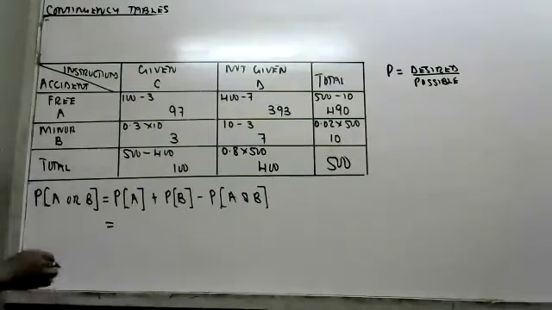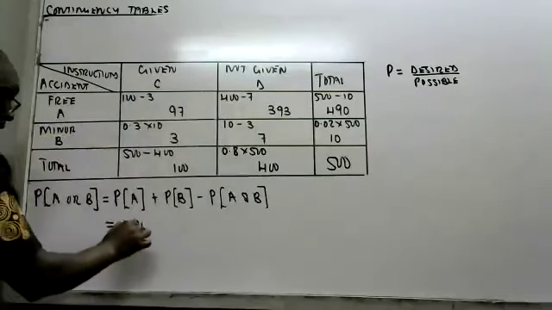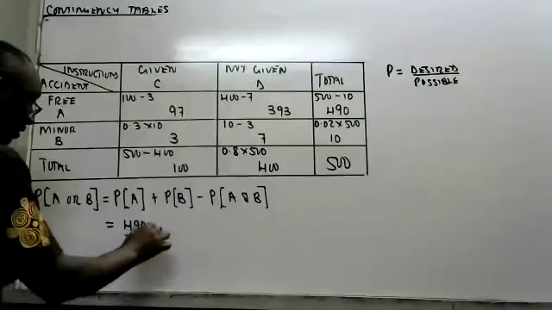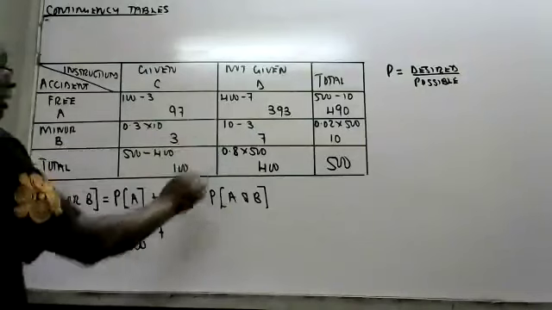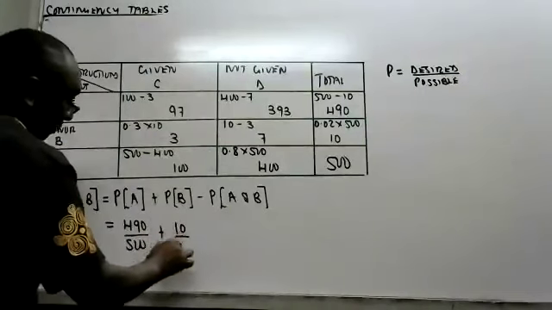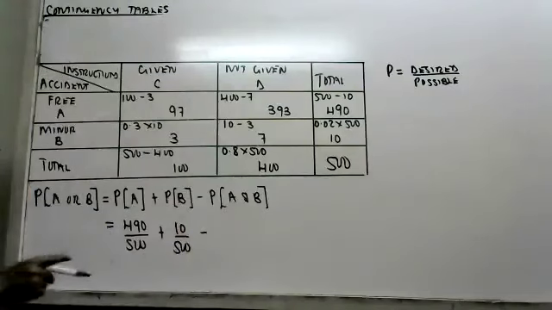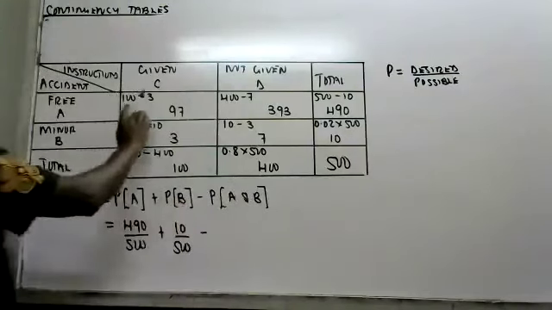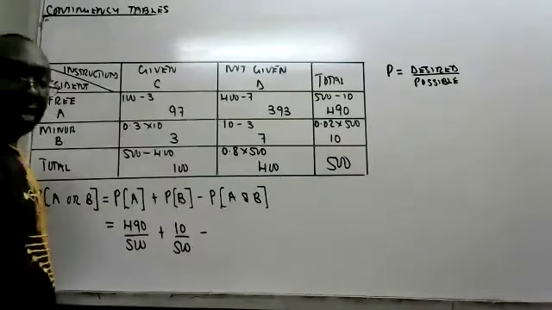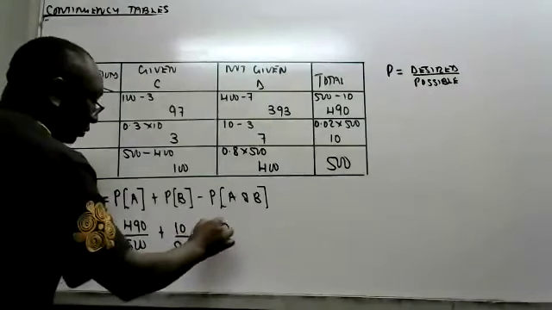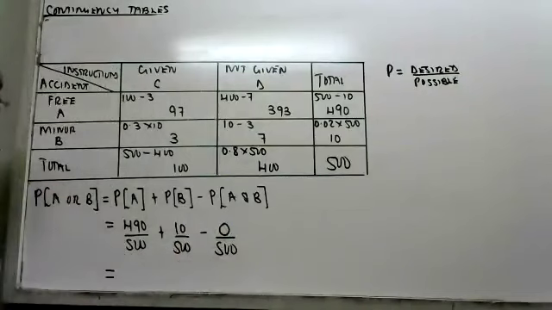So this one, it is probability of A, which is 490 out of 500. That's probability of B, it is 10 out of 500. Minus probability of A and B, where A and B meet. What happened? You realize that A and B do not meet anywhere, so that is 0 out of 500. Give me the answer to that.